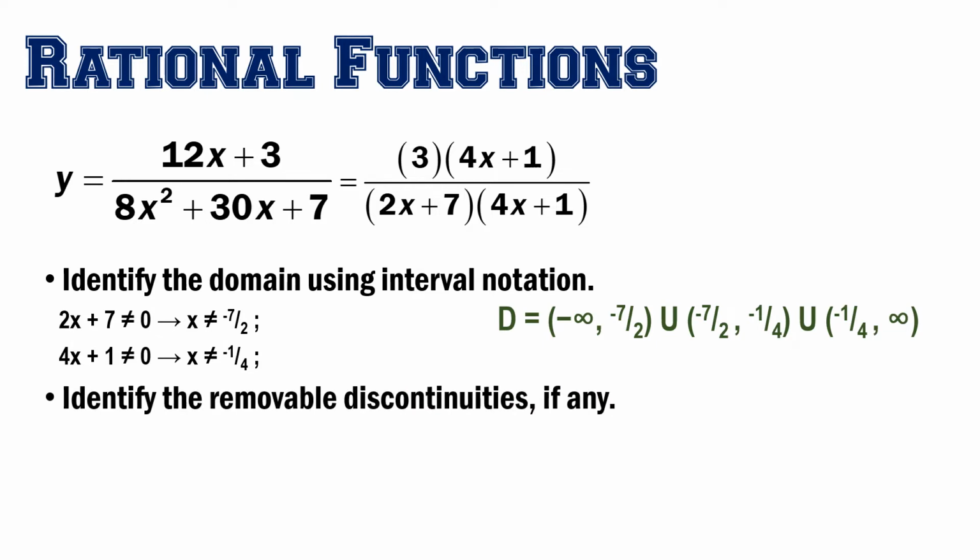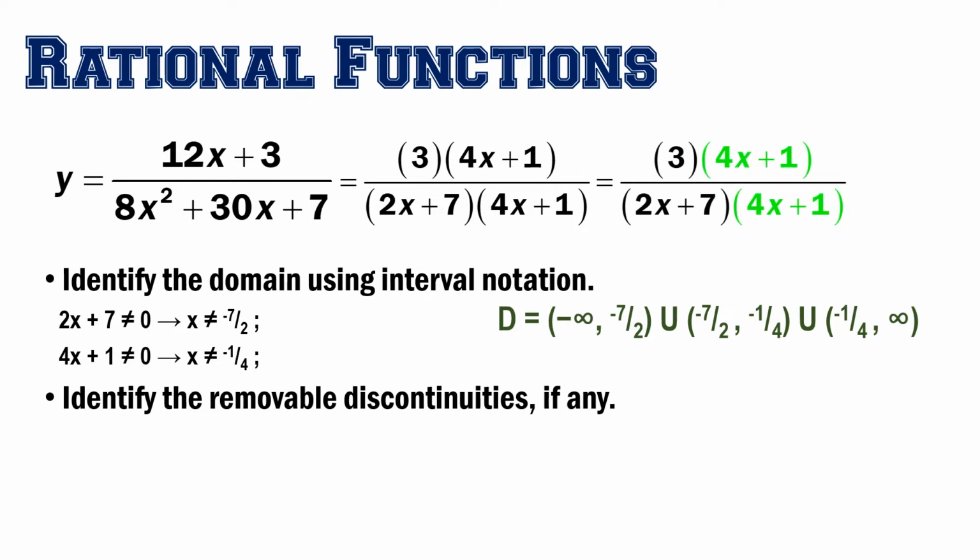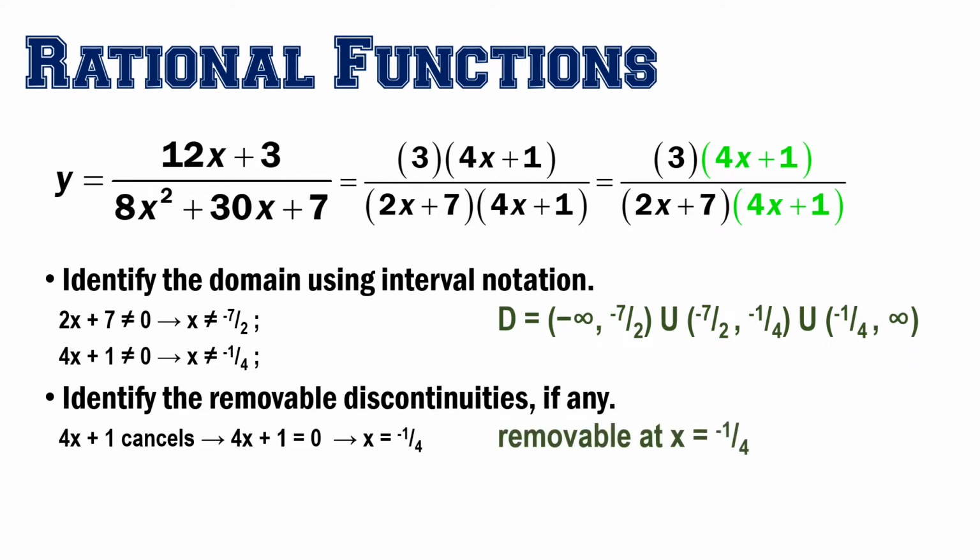We must remember that we're looking to remove factors from the denominator. We have a quantity that happens to be 4x plus 1 found in both the numerator and denominator. So it is that 4x plus 1 that can be canceled that we know when it equals 0 occurs when x equals negative 1/4. This is why we will have a removable discontinuity at x equals negative 1/4.